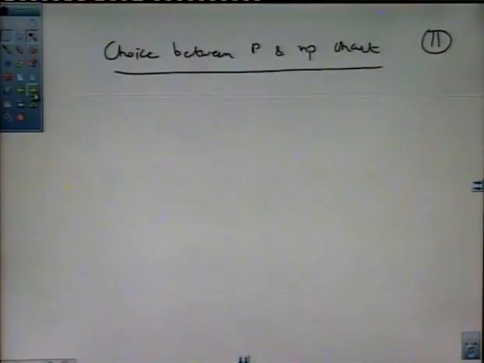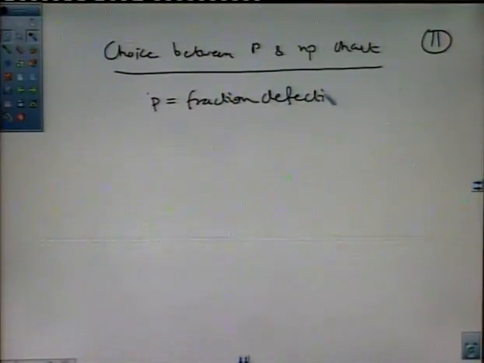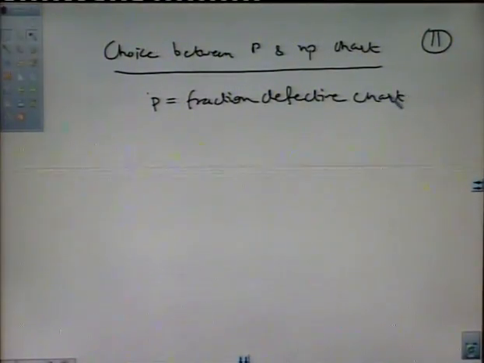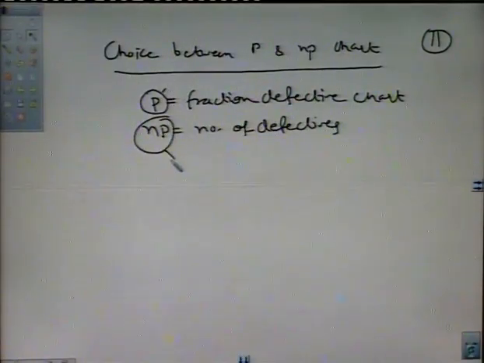Now, the choice between P chart and NP chart. As we know that P chart is fraction defective chart and NP chart is number of defectives. So, in the P chart we plot fraction defectives, in NP chart we plot number of defectives. Now, since we are plotting number of defectives, the limitation of NP chart is that it can only be used in situation where sample size is constant.